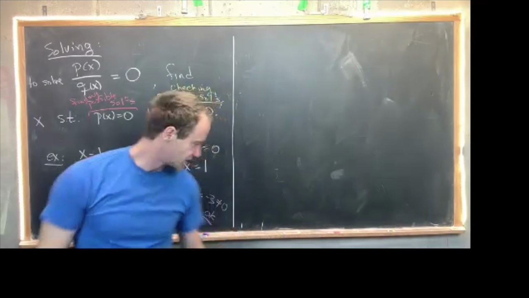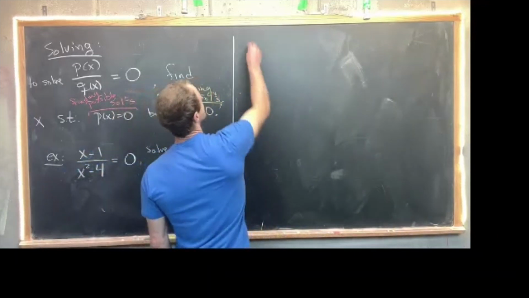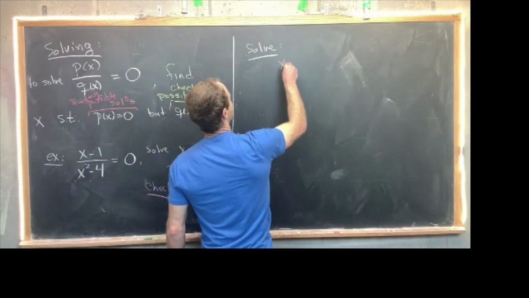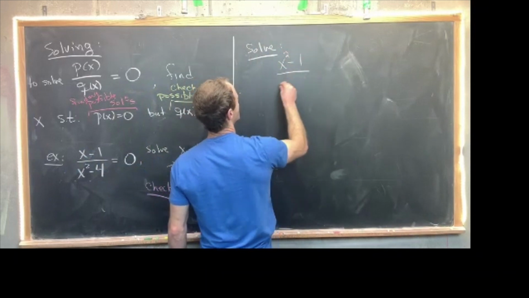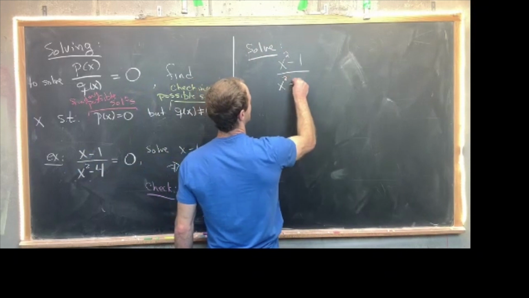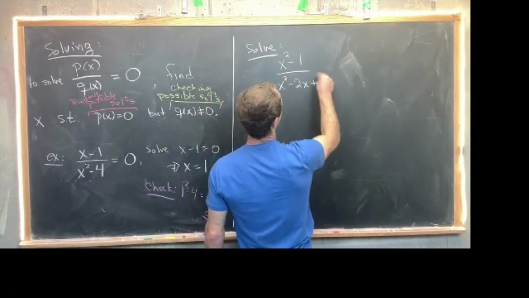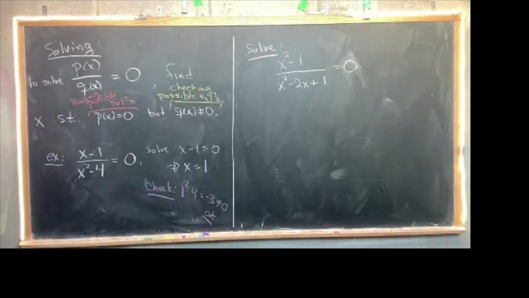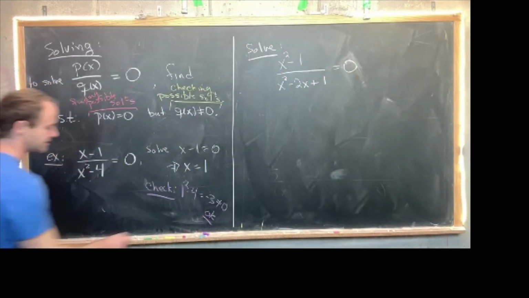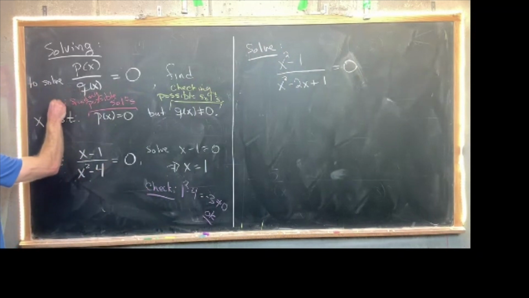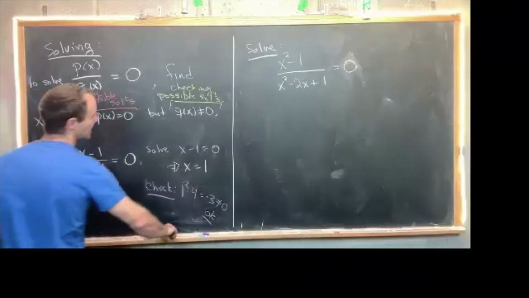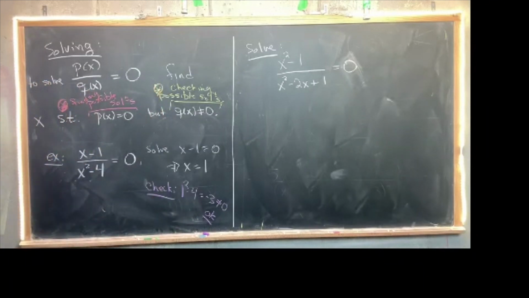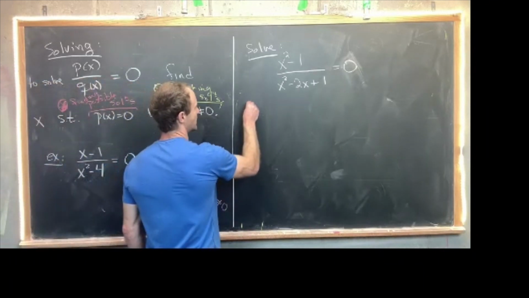So let's look at this one. Let's solve x squared minus 1 over x squared minus 2x plus 1 equals 0. Okay, so there are two steps. We want to find the possible solutions, that'll be step number 1. And then we want to check those possible solutions, that's step number 2.